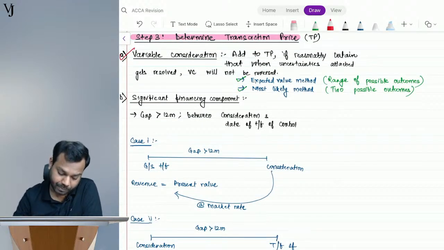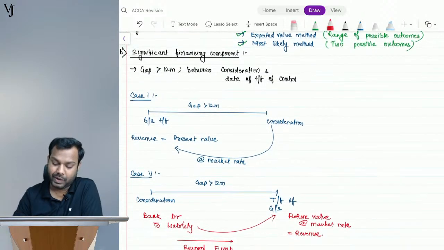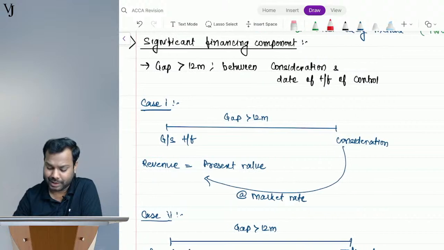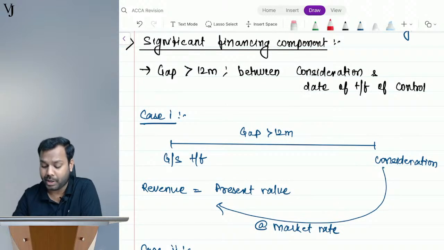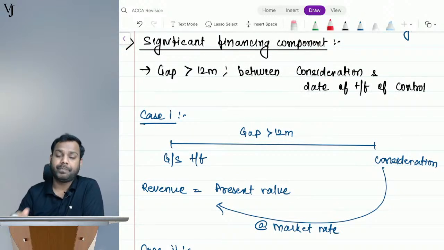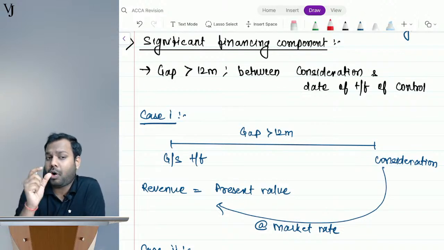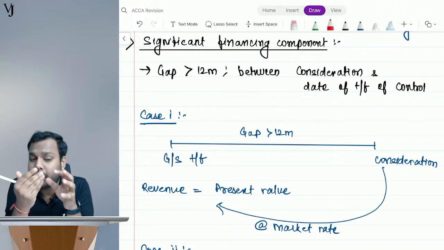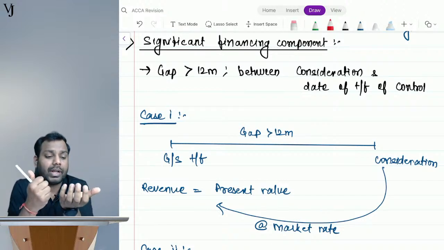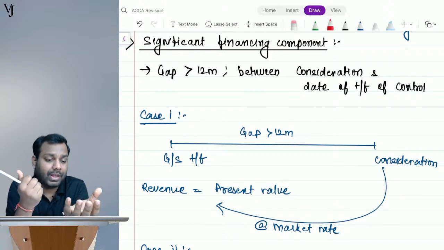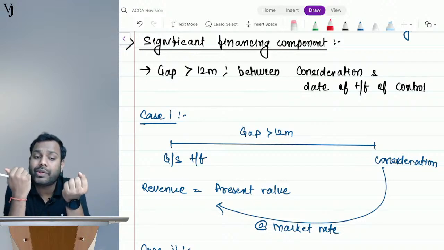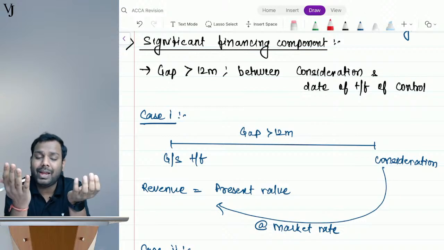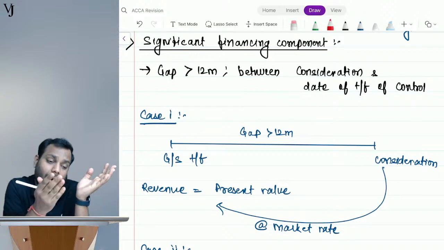Now, variable consideration is done. Coming to part B, that is significant financing component, a very important concept. Whenever there is a gap of more than 12 months between the date when the consideration is received and the date when the goods or services are transferred to the customer, we say that there is a financing benefit either to the entity or to the customer.